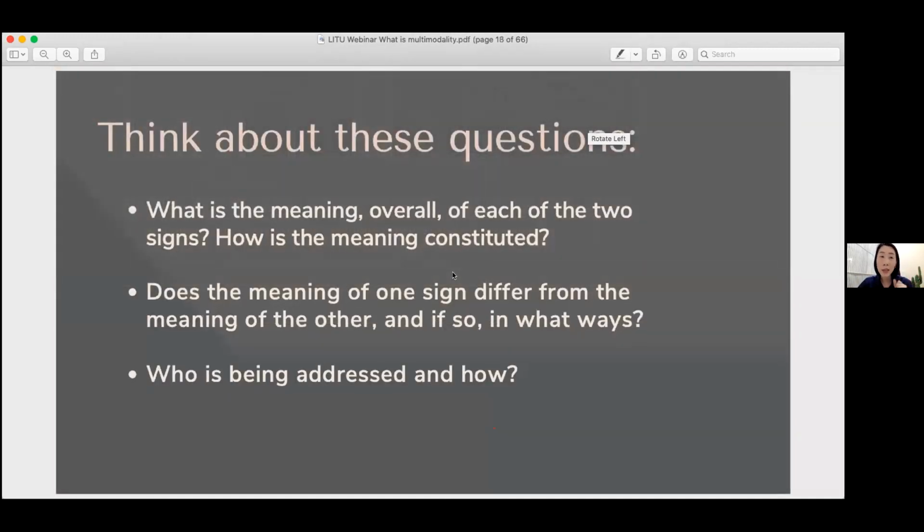This is the question I'd like you to think about. What is the meaning overall of each of the two signs? How is the meaning constituted? Then we can think more deeply about the difference between the two. Does the meaning of one sign differ from the meaning of the other, and if so, in what ways? Is it the same? Is it different? What do you think? You can also think about who is being addressed and how. These are just guiding questions; you don't have to answer them in order. Hopefully they will get you thinking about these two signs a little deeper: the meaning overall, the meanings that are different, and who is being addressed.